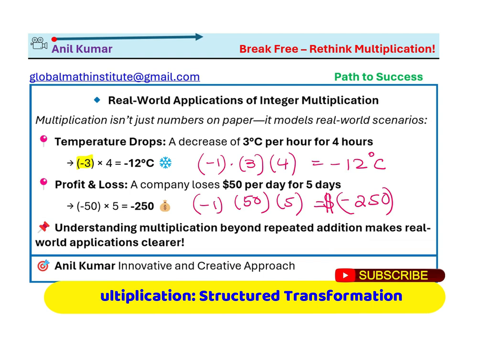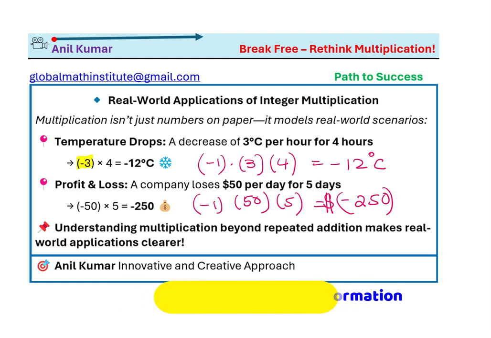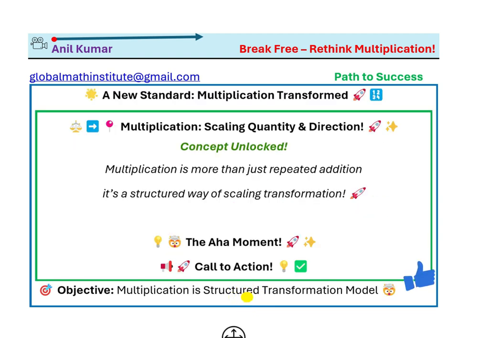Understanding multiplication beyond repeated addition makes real world applications much clearer, as you can see directly from here. Perfect. So I hope this concept is absolutely clear, and that gives you an excitement, the aha moment, right? Multiplication we have seen conceptualized as scaling quantity and direction reversal. So two things we are looking at: the scaling of quantities and then directions. That is the concept unlocked in this particular video. Multiplication is more than just repeated addition. It is a structured way of scaling transformation, right?